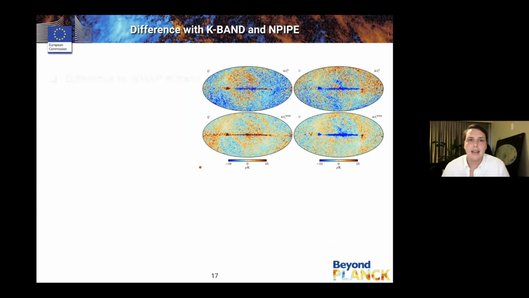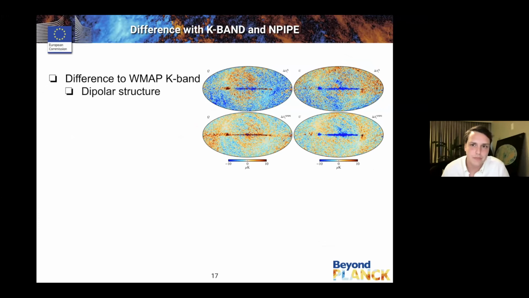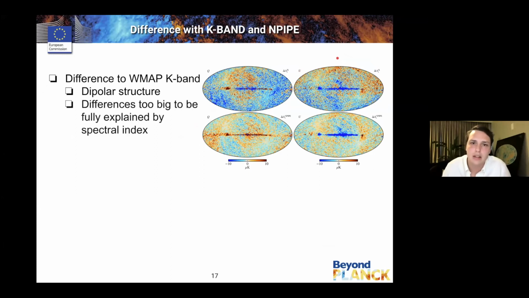And to validate that, we look over at the differences with the K-band for WMAP, which we didn't include. And we see this dipolar structure here, and also emphasize that the differences that we see here have an amplitude on the order of 10 microkelvin. And these are too big to be fully explained by spectral index sampling, unless those are crazy large and not as reported by the literature.